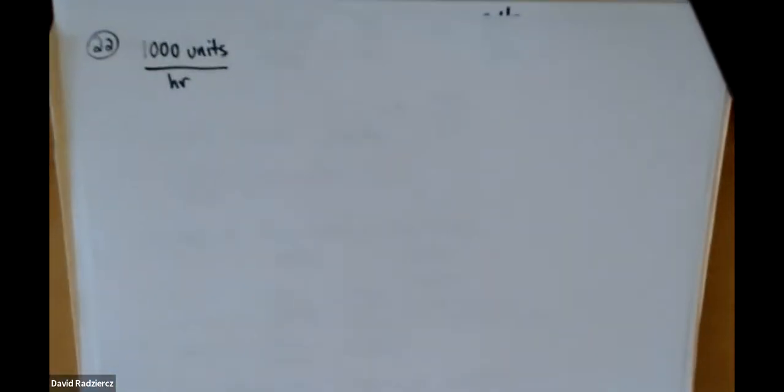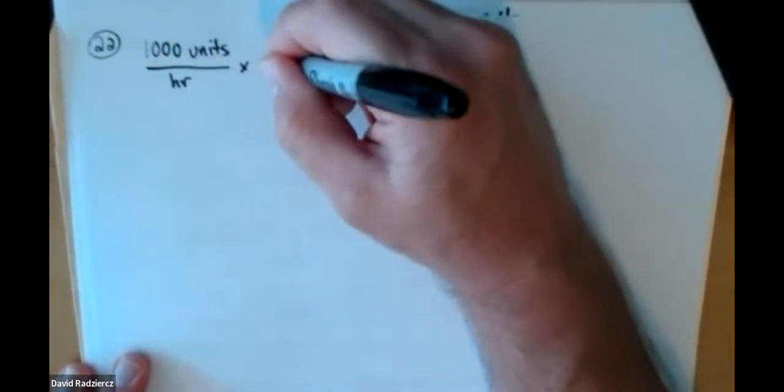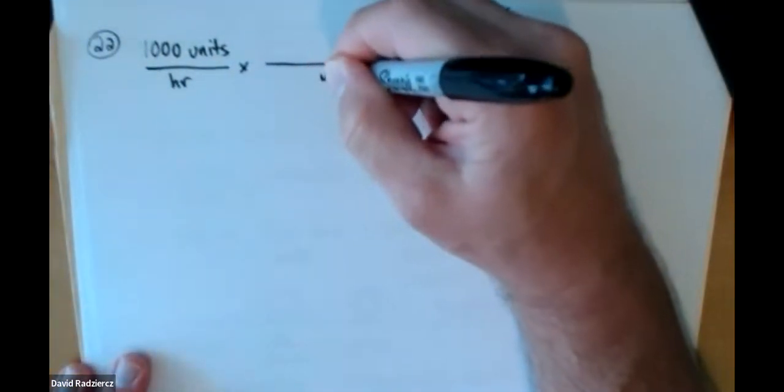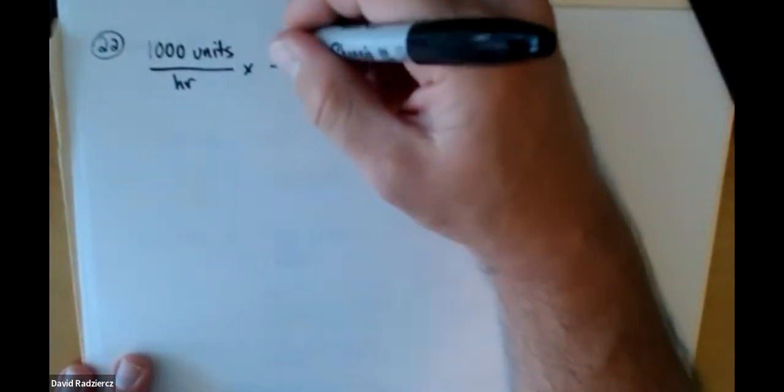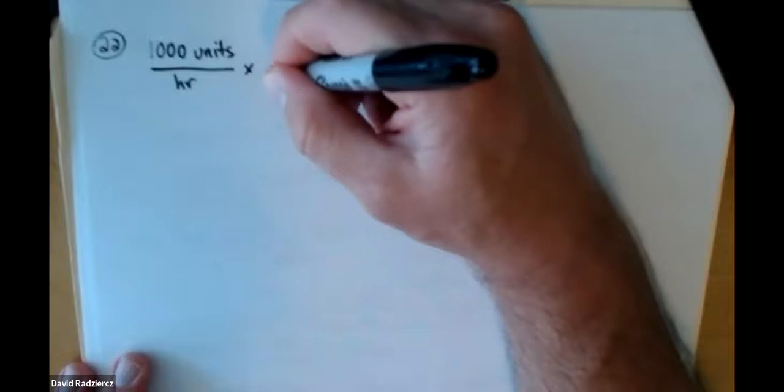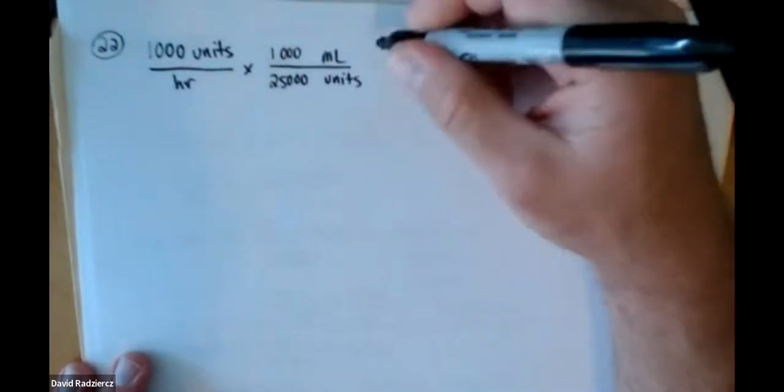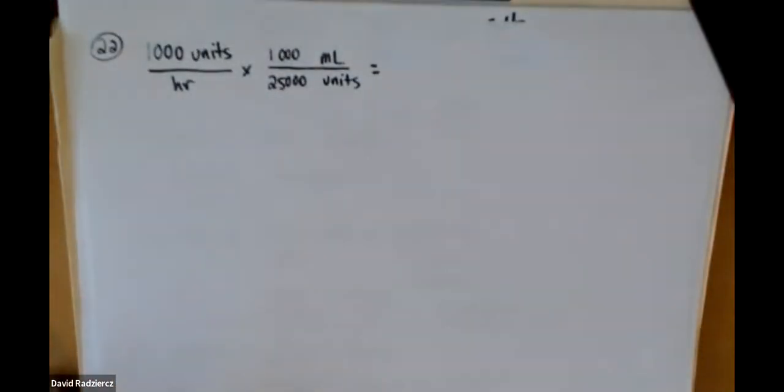So step 1, I recommend writing it out, starting off with your flow rate that's indicated as 1,000 units per hour. Then I'm going to do a conversion, because I don't want units, but I do want milliliters. I have a 1,000 milliliter IV solution that contains 25,000 units of heparin. And that is how I want to set up this problem.